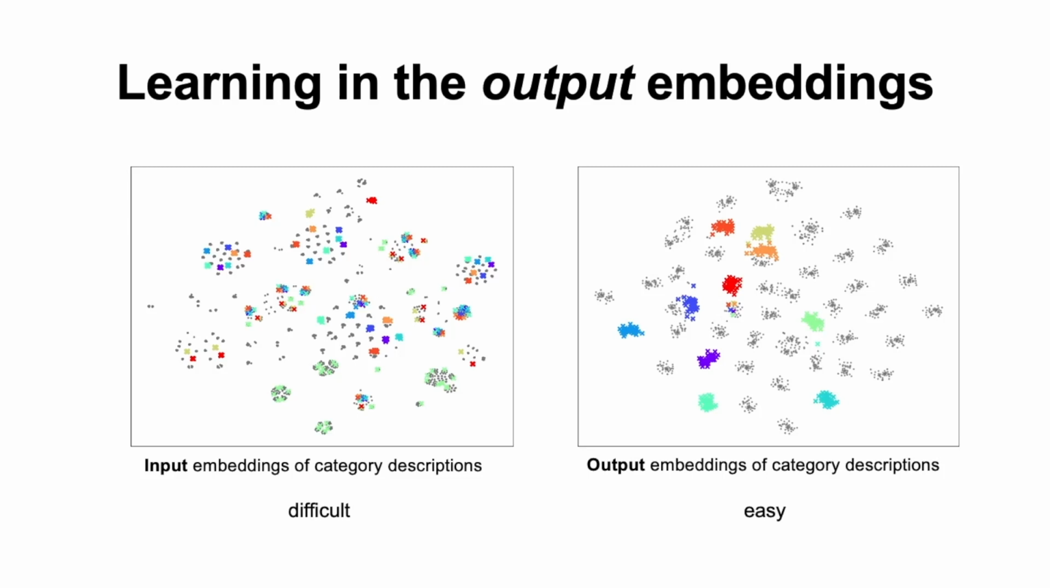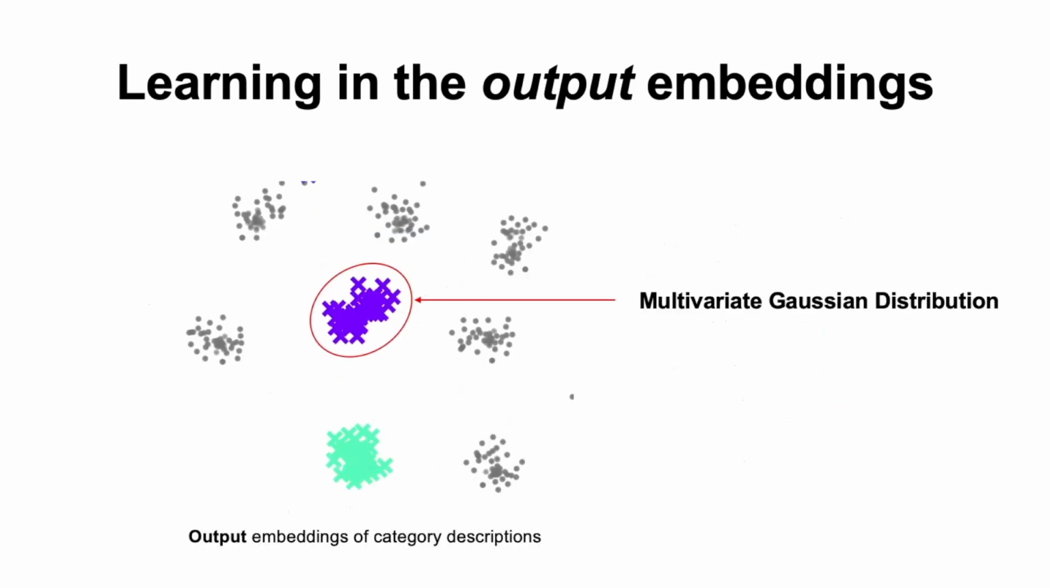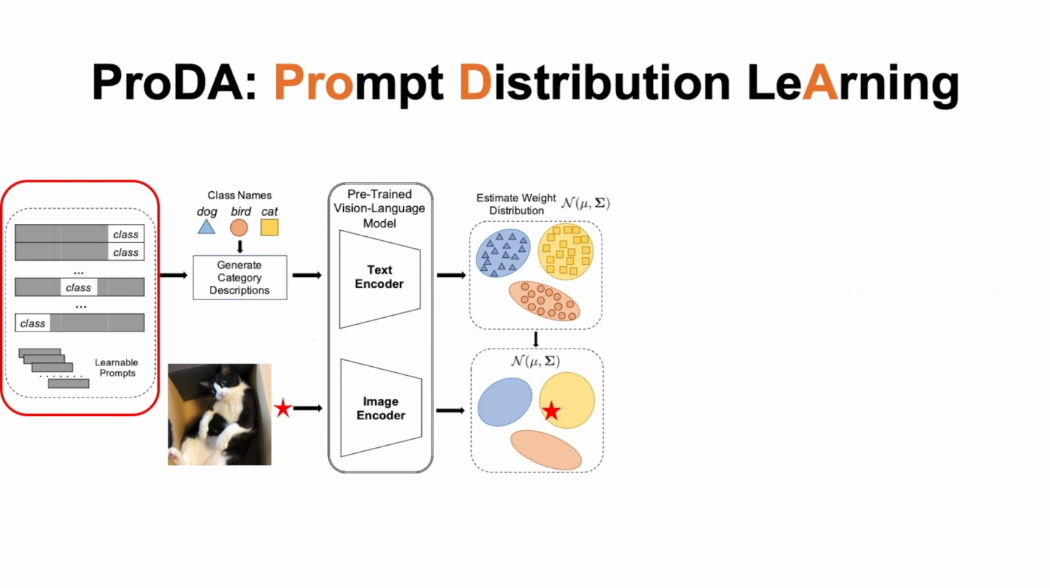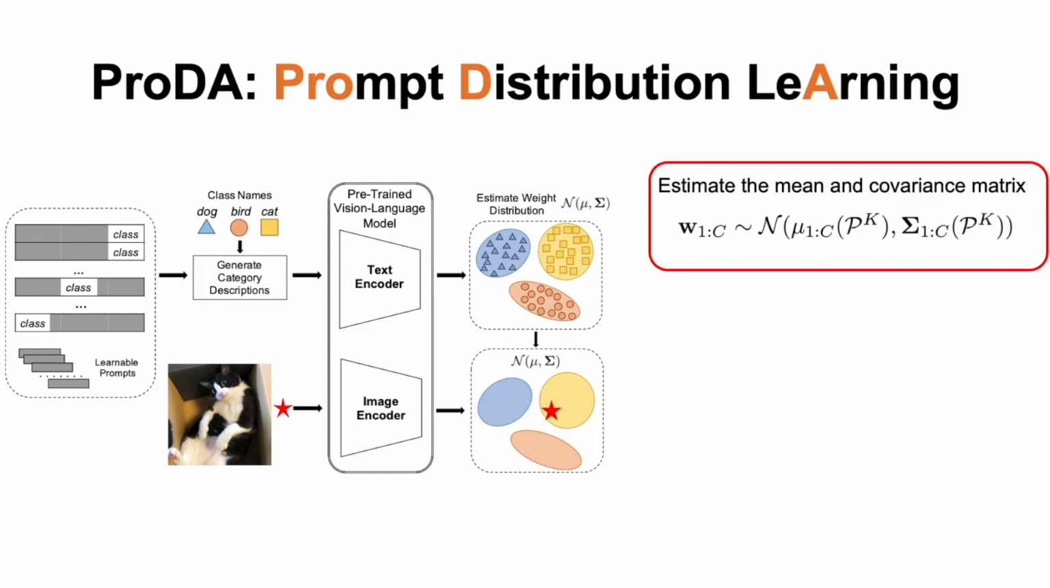although the various descriptions within a category are significantly different in the raw text, or low-level embeddings, the high-level embeddings are usually adjacent. We can use a simple distribution to model them, such as the multivariate Gaussian distribution in our work. Specifically, we maintain a collection of learnable continuous prompts. The mean and covariance of the weight distribution can be estimated from a series of classifier weights, which are generated by the prompts from the collection.